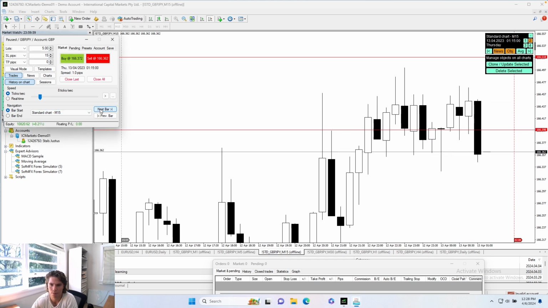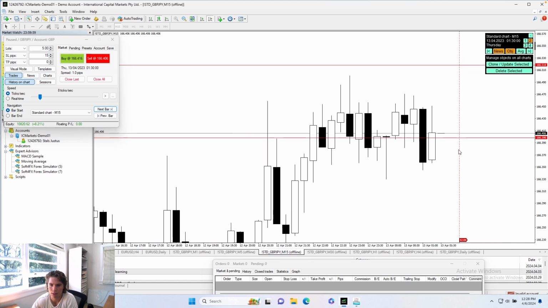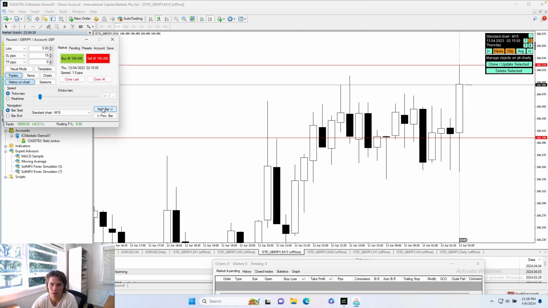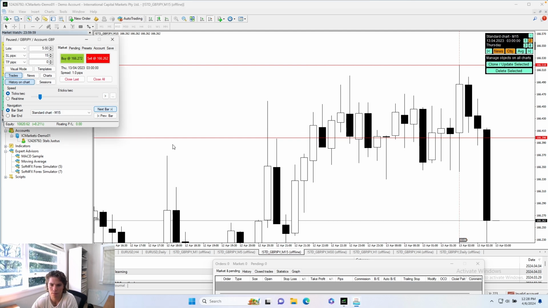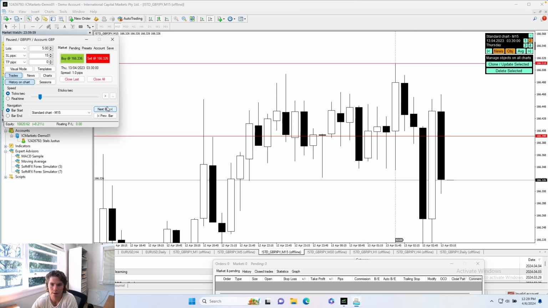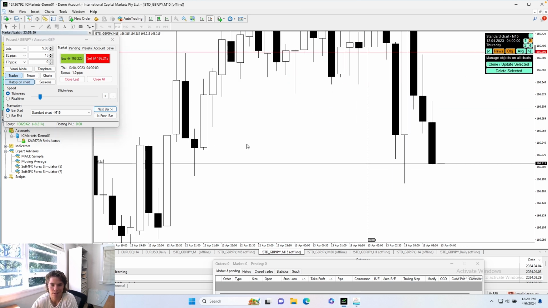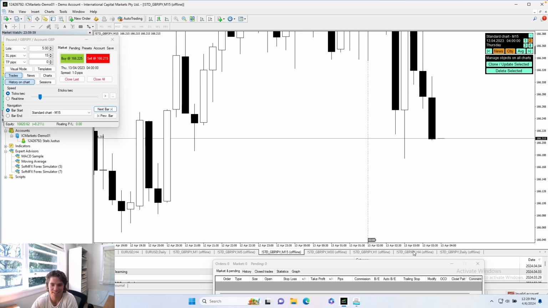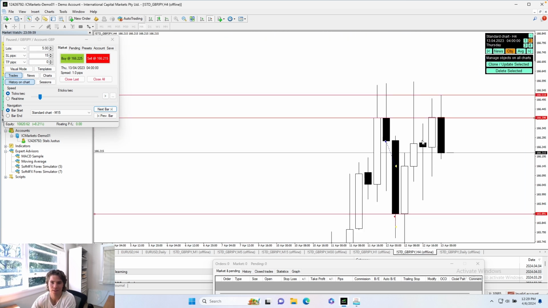It's always tough. What news is this? GDP, I assume that's British pound GDP. So careful with that. Range. Nice liquidity grab. Never mind.